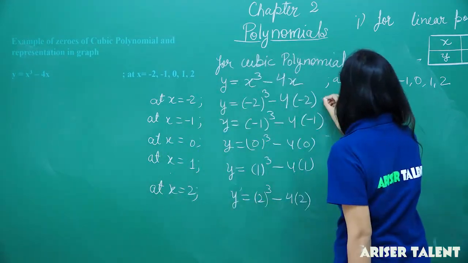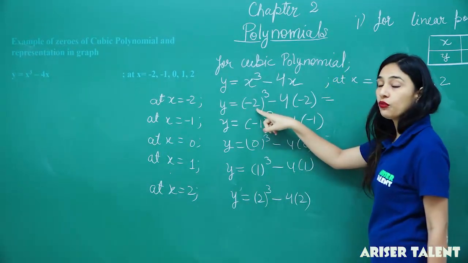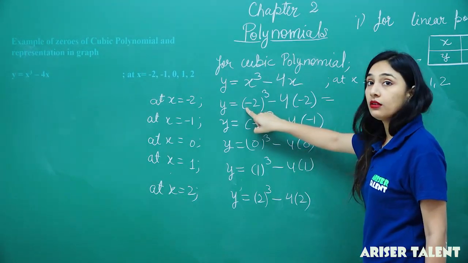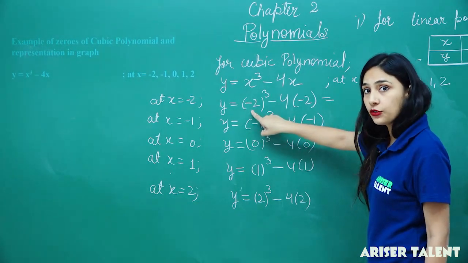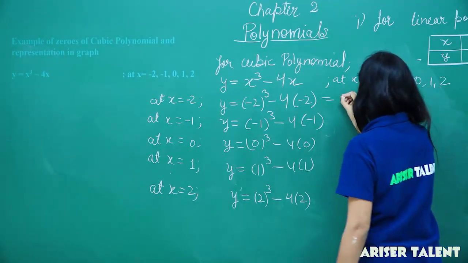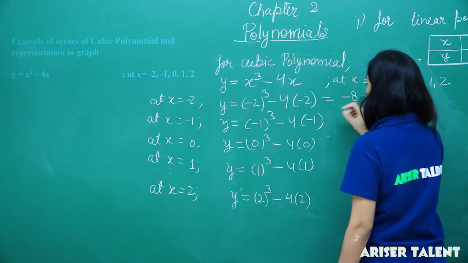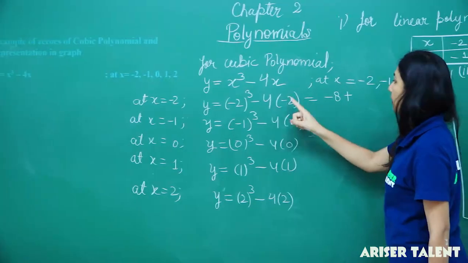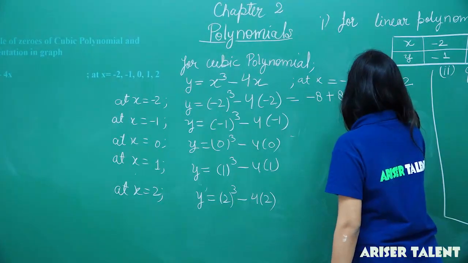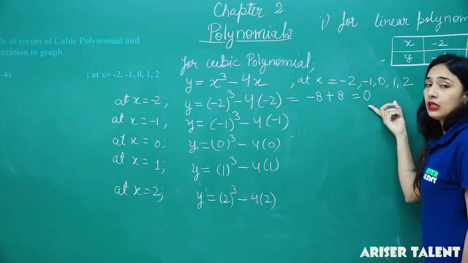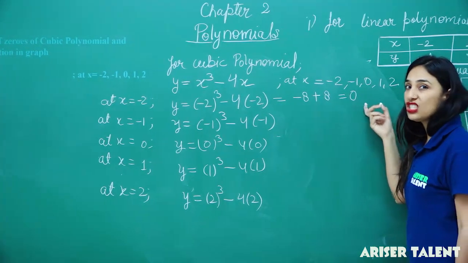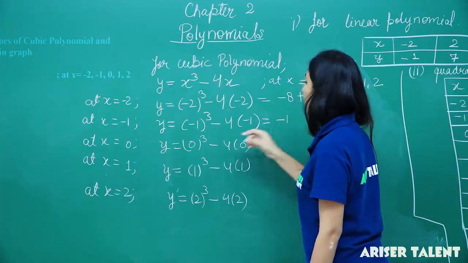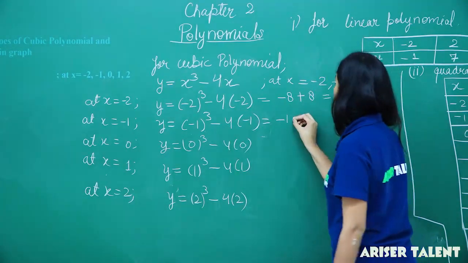Now solve this. That will become 2 2s are 4, 2 4s are 8. 2 cube is 8. Now 8 with a sign minus because it's cube, so we will get a minus sign here. Minus 8. Minus with minus is plus, so we'll put plus sign 8. That will give us what? That will give us 0.